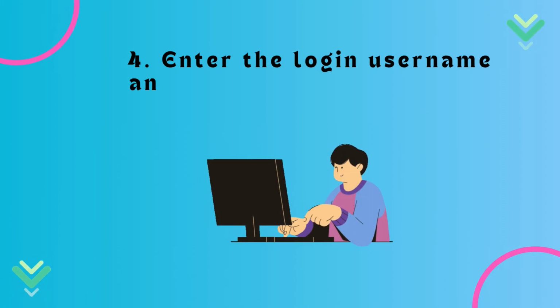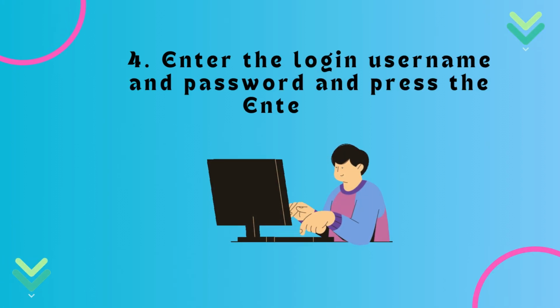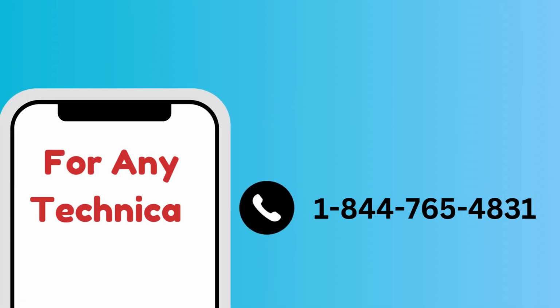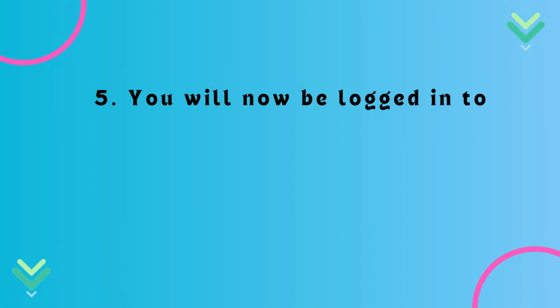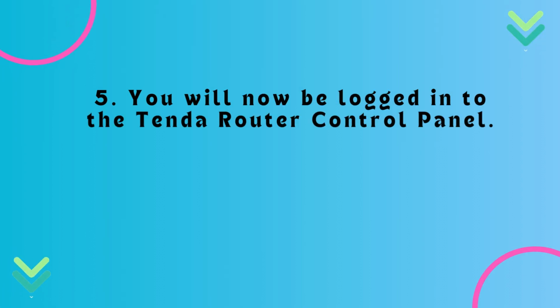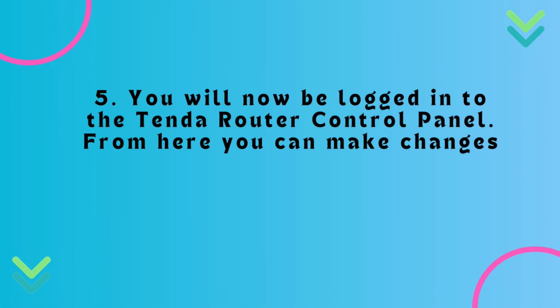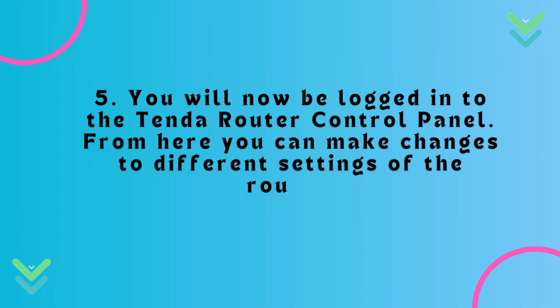4. Enter the login username and password and press the enter key. 5. You will now be logged in to the Tenda router control panel. From here you can make changes to different settings of the router.